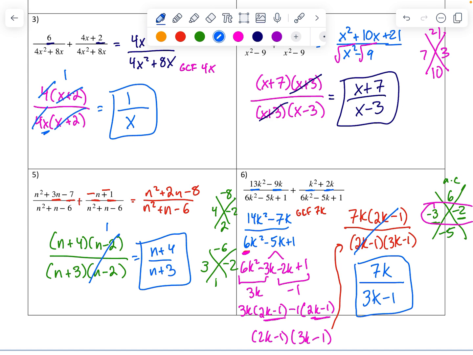All right, hopefully that was helpful. So common denominators, you keep the denominators the same, you add or subtract the tops, and then you simplify using any of the skills that we've learned.